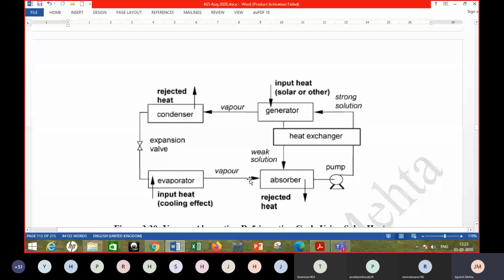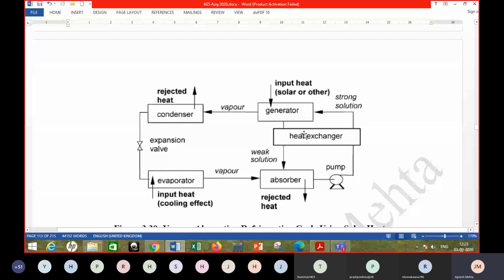So ammonia vapor is absorbed, so it becomes a strong solution, meaning rich in refrigerant. Refrigerant is ammonia when we talk about ammonia water, right? So here that absorption takes place, then that solution is a strong solution, or rich in refrigerant ammonia. Ammonia percentage is high now after the absorber. Now it's pumped into this component called generator, and in between there is a heat exchanger.